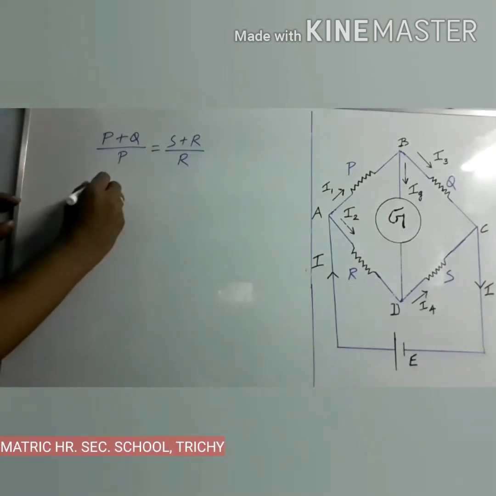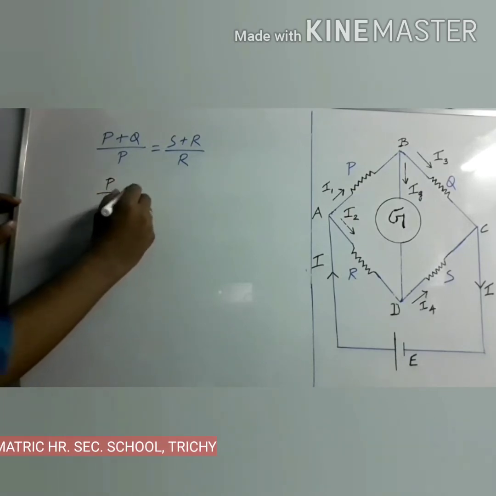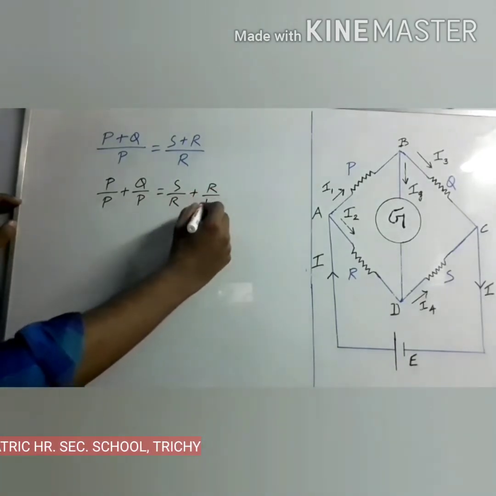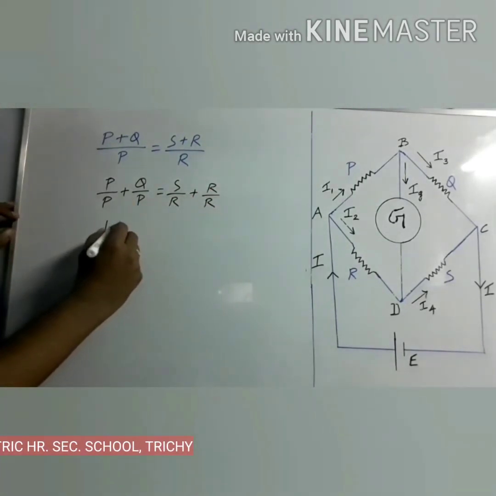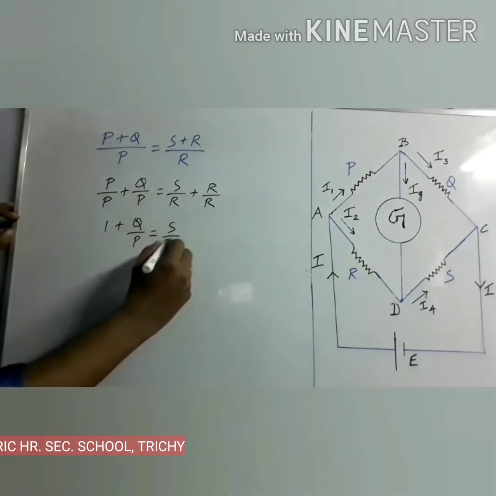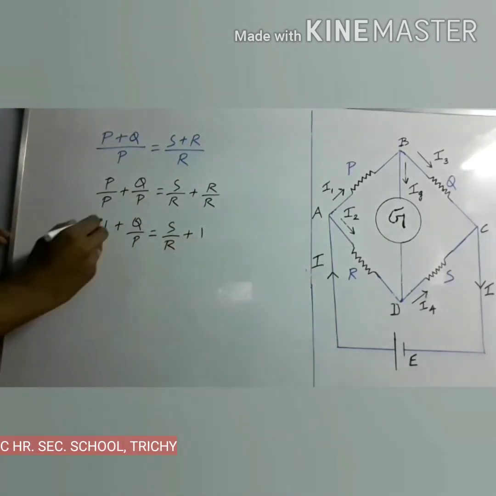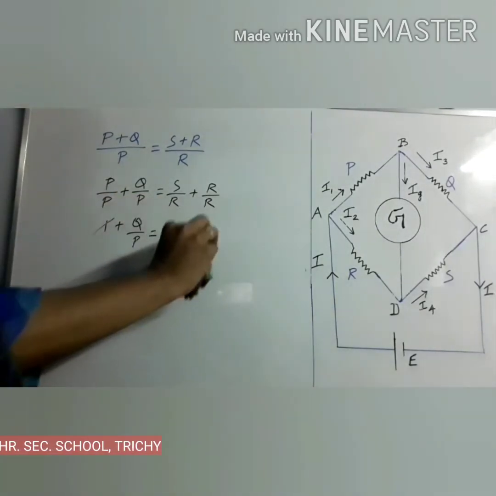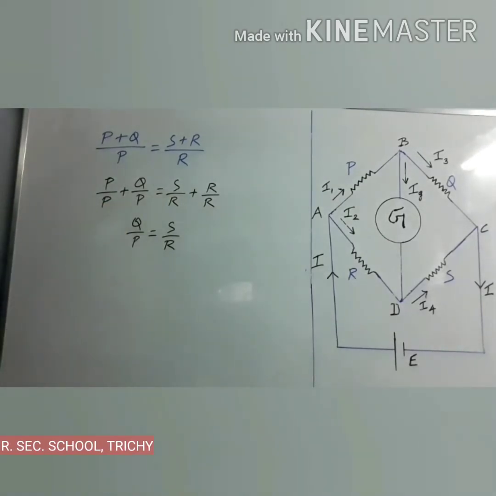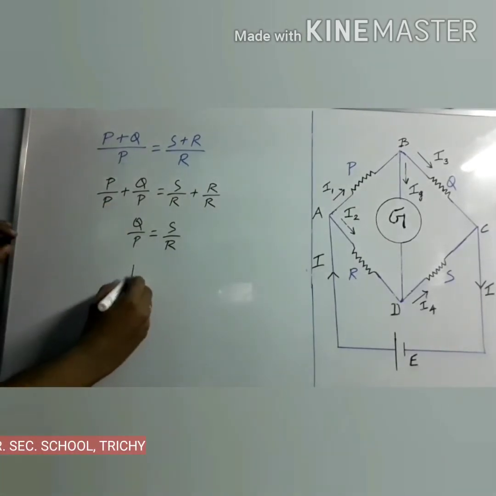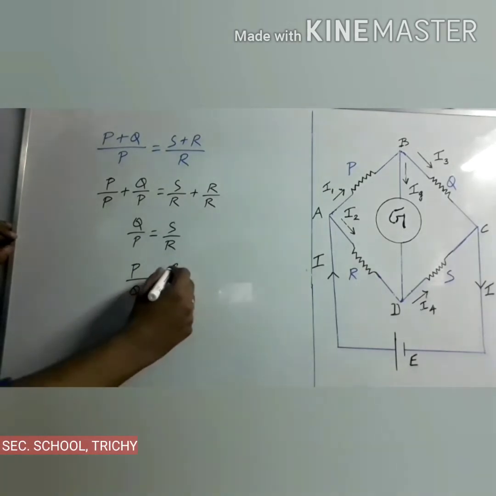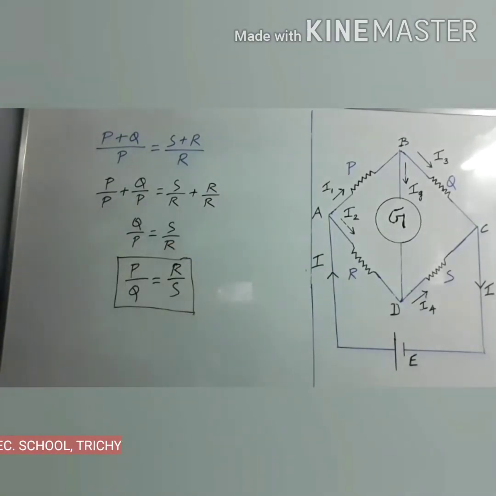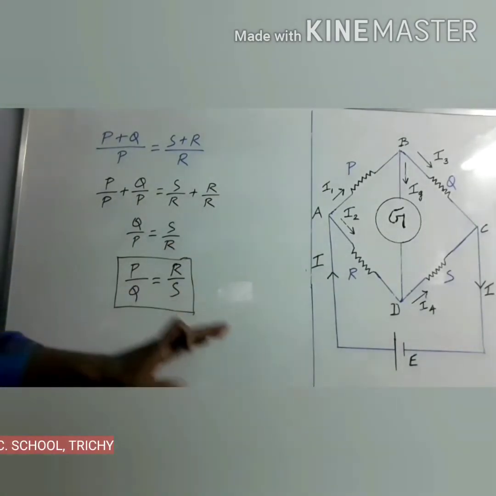Here this expression can be rewritten as P by P plus Q by P, that is equal to S by R plus R by R. P by P is nothing but 1, so 1 plus Q by P is equal to S by R plus 1. So here 1 can be cancelled. Suppose that 1 is taken to that side, that will be minus 1. So that can be cancelled from this equation. So Q by P is equal to S by R. It also can be written, taking reciprocal, as P by Q is equal to R by S. This is known as the bridge balance condition.